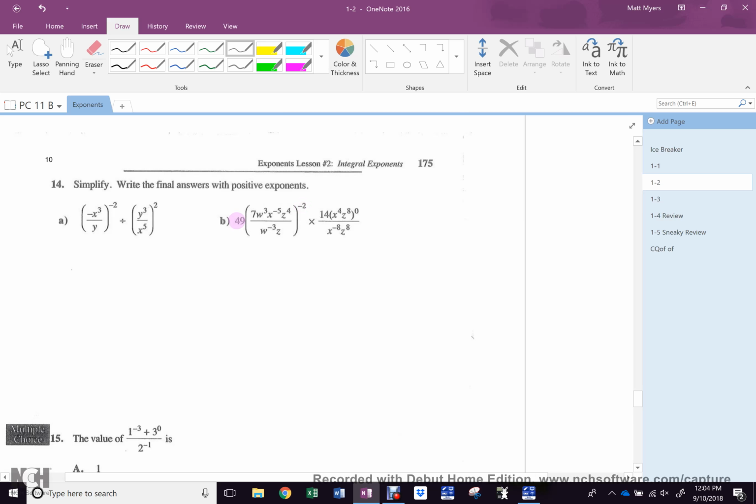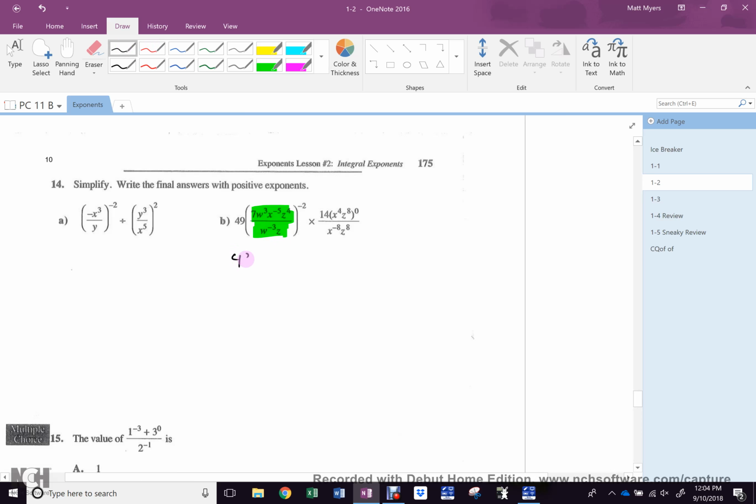It applies to the 49? No. So since that's a negative, what's that going to do to this whole fraction? It's going to flip it. Is it going to change that exponent or the 5 and the 3? Just the 2. It doesn't change the 5 and the 3.